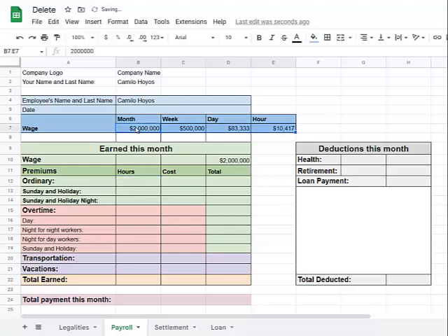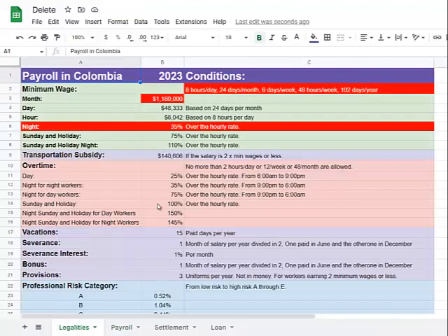Students, we're going to work on payroll today. We're going to fill all of this table up with formulas. So let's see what's happening. In legalities, we need this table filled out, right? These are the legalities for 2023 in Colombia. If you don't have them yet, please fill it in as I have it here in this table.